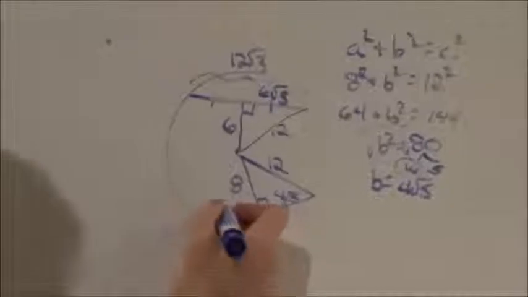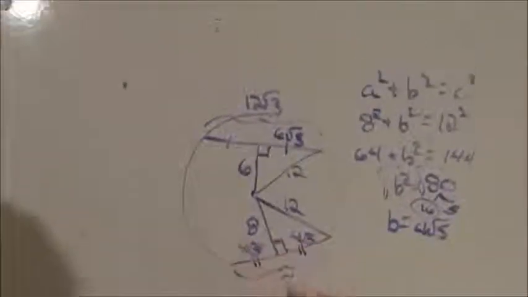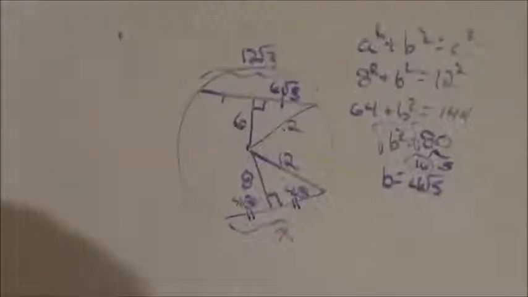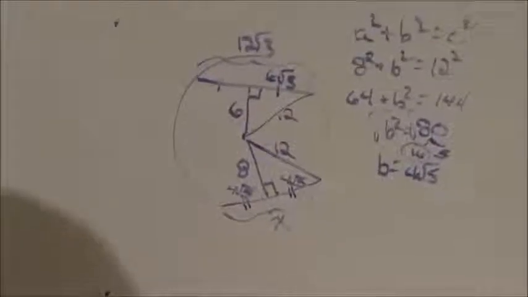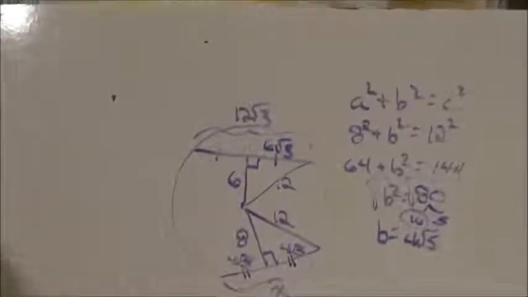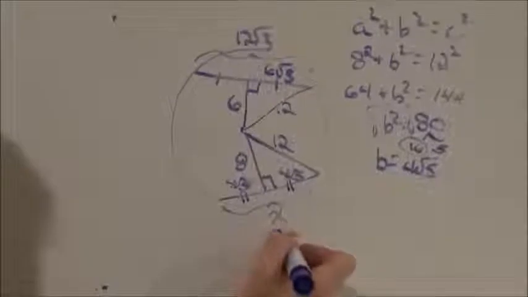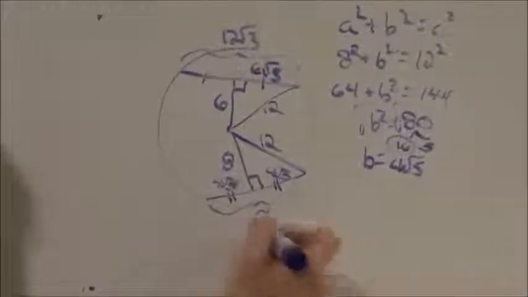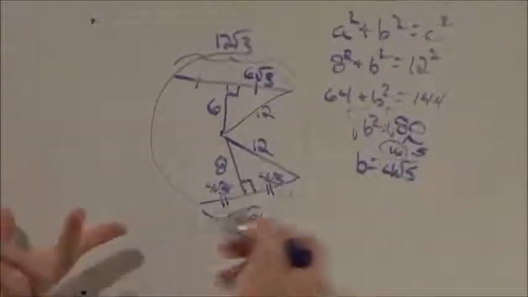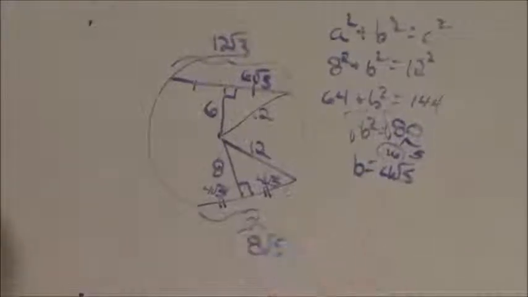These are congruent. This leg's 4 root 5. And if I said I have 4 root 5s, I'm going to add 4 more root 5s to it. How many root 5s do we have altogether? 8 root 5. So now the missing chord length that we were looking for was 8 root 5.